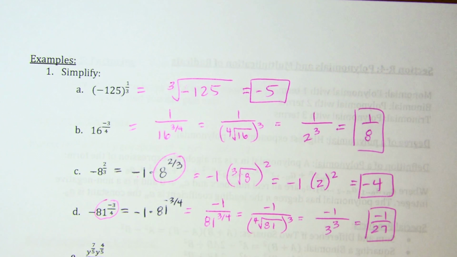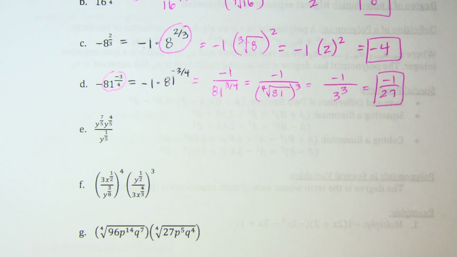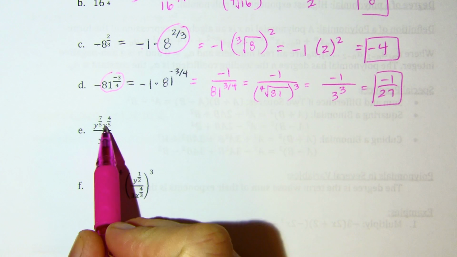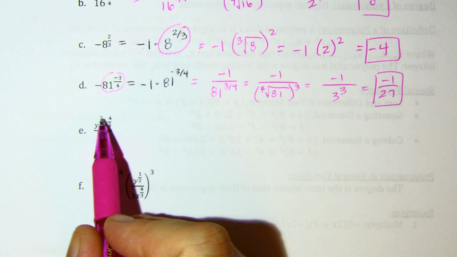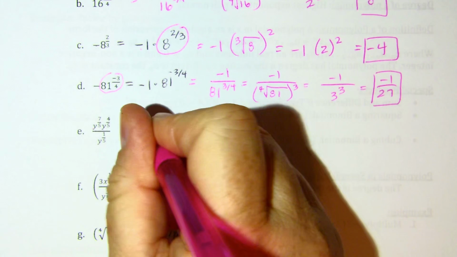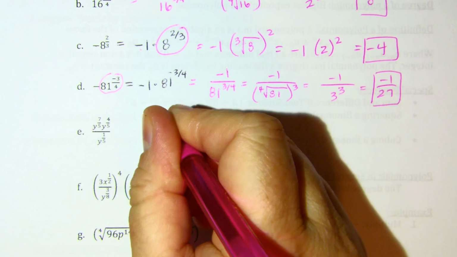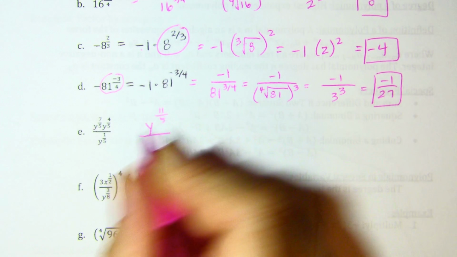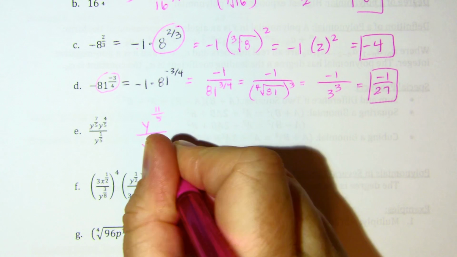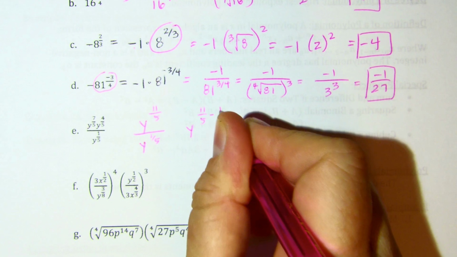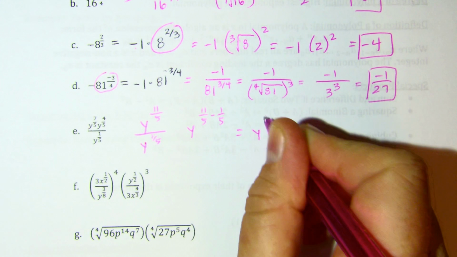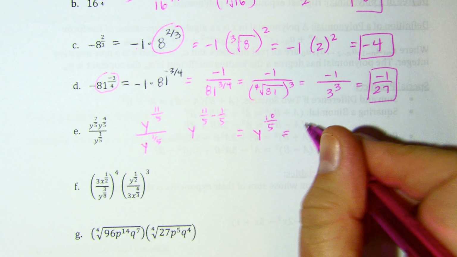Now we can look at problems that have multiple variables and multiple things going on here. First off, in this first example, all my bases are the same. All of them are y's. So y to the 7/5, y to the 4/5, those get added together. So 7 plus 4 is 11. And on bottom I have y to the 1/5. And remember, we subtract these. So y to the 11/5 minus 1/5 gives me y to the 10/5, and 10 divided by 5 is 2.